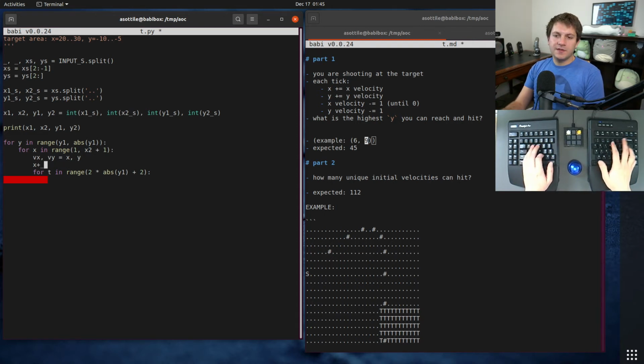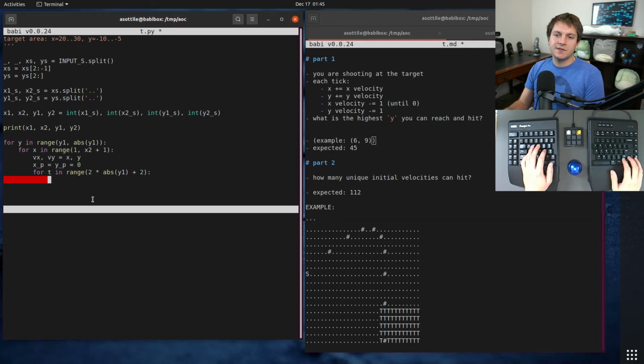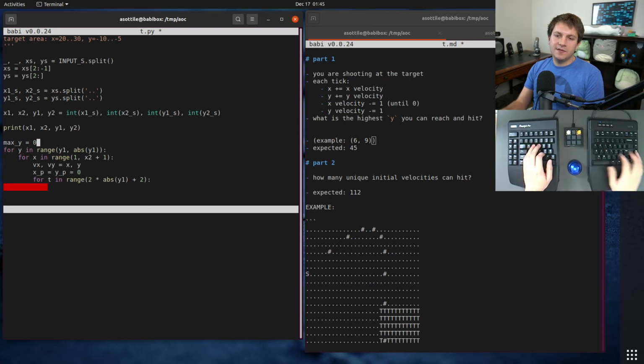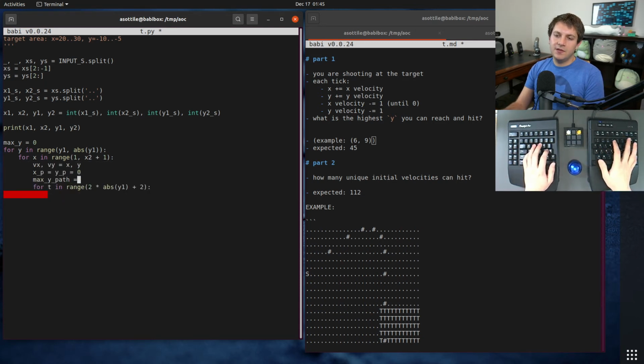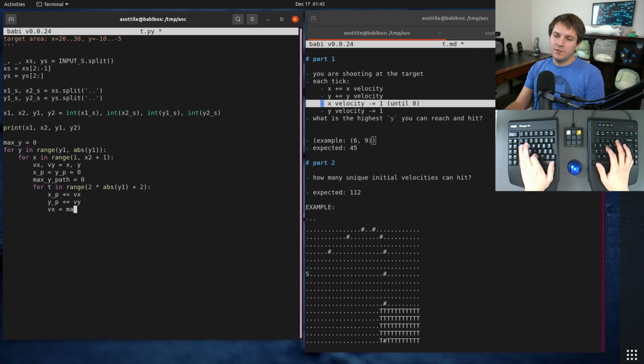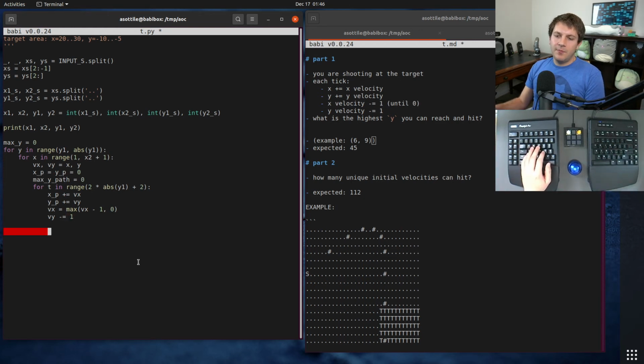So we can do xp equals yp equals 0. Part 1 is to compute the highest it gets. Our max y is going to be 0 here. We're going to independently compute the max y for this particular path. Max y path equals 0, and then we can just do xp plus equals vx, yp plus equals vy, and then we want to adjust the velocities: vx decreases by 1 down to 0, the max of vx minus 1 and 0, and vy we can just do minus equals 1. We want to compute the max, so max y path equals max of max y path and yp.